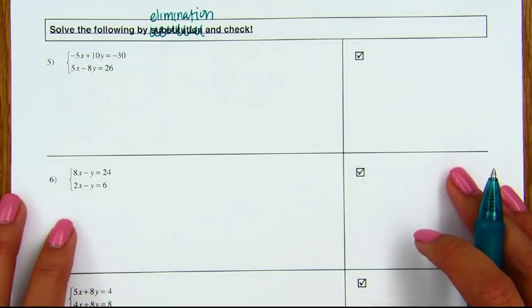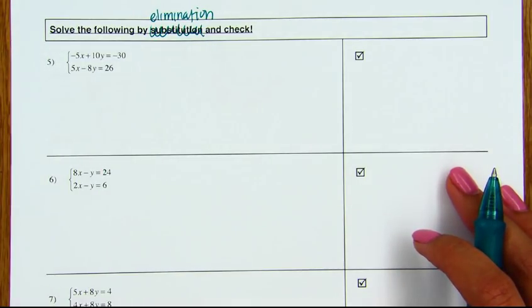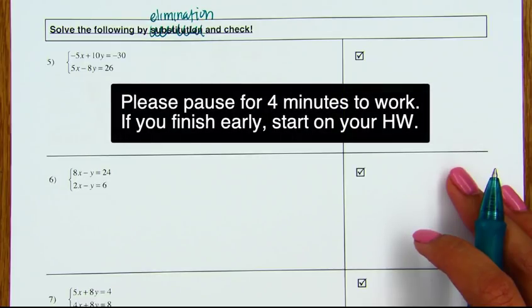Okay, so now what I'd like you to do is go ahead and try 5 by yourself. You're going to be given 4 minutes. Your time begins now.